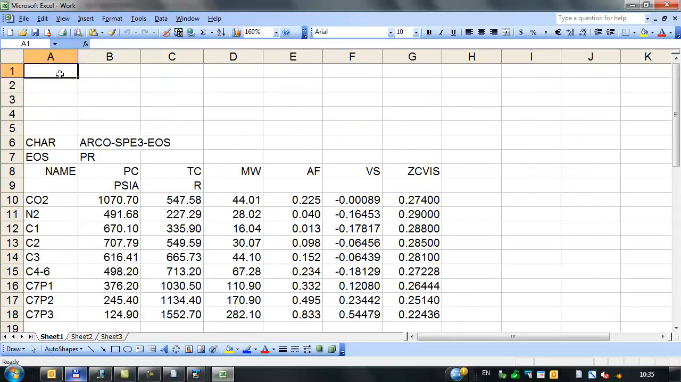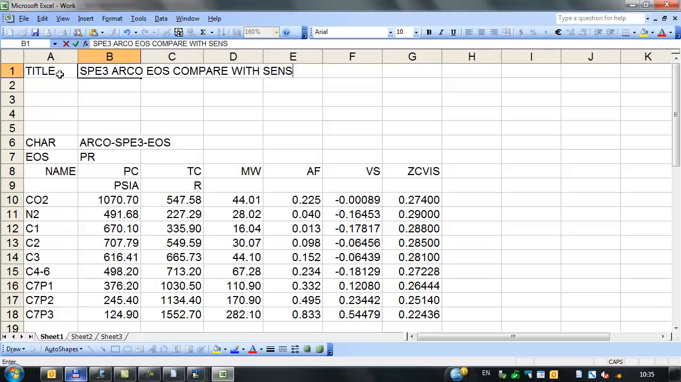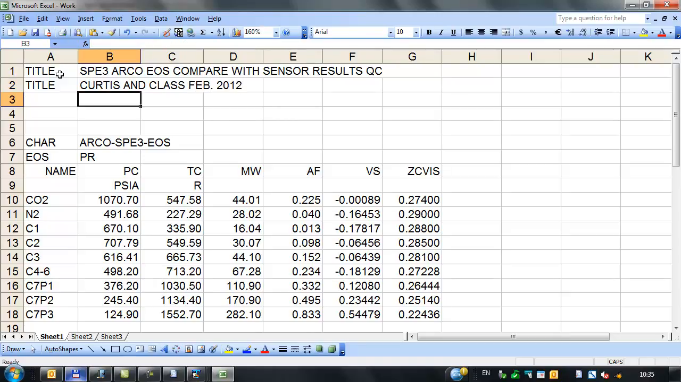So we can put in Untitled, just to have one. SP3 ARCO EOS compare with sensor results. QC. Curtis. In class, February 2012. Okay.